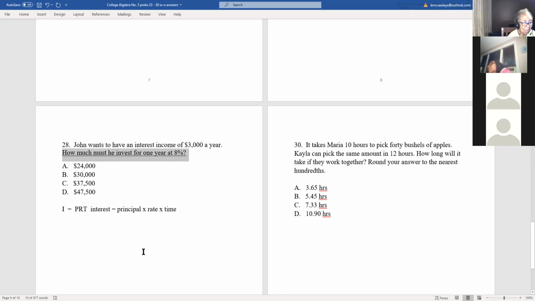You're right, Jazz. It's principal because the interest income is the I. That's what he would like to make, right? He would like to make 3,000 in a year at 8% rate. So how much he invests is really the principal. So if you substitute here the interest, that's going to be 3,000. That's how much he would like to make as income, right? The principal is P. That's what we're looking for.